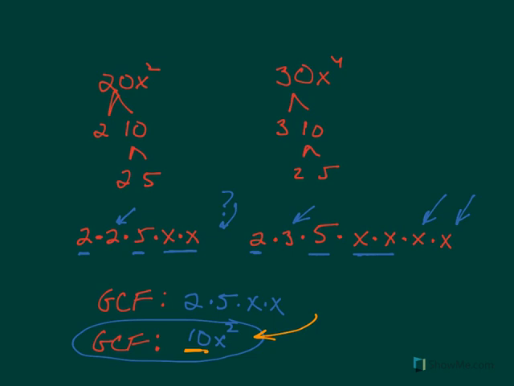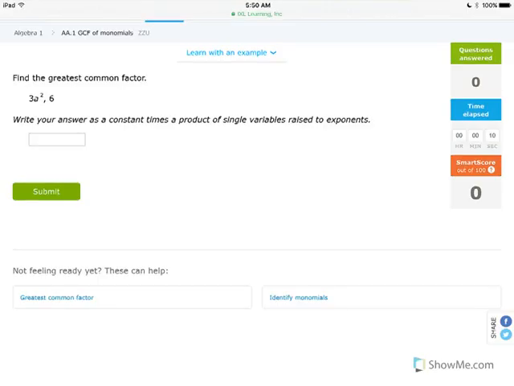So let's go ahead and look at a few examples from IXL. So on this one, they want you to find the greatest common factor between a 3a squared and a 6. So if we think about the number parts first, we have a 3 and we have a 6. So the factors of 3 are just 3 and 1.